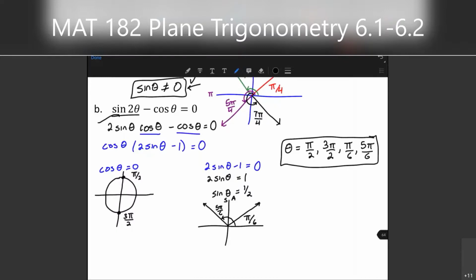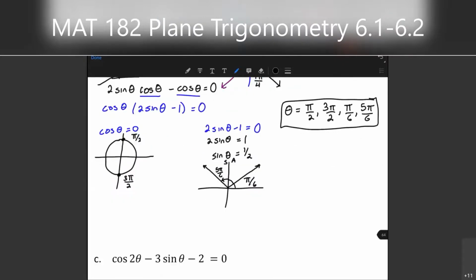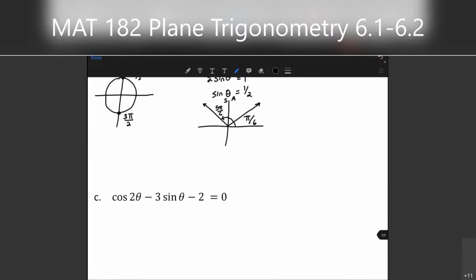Excellent work. Are there any questions from this double angle equation that you guys would like to ask? Okay, so we'll keep rolling through. We'll have another double angle equation that we'd like to attack.